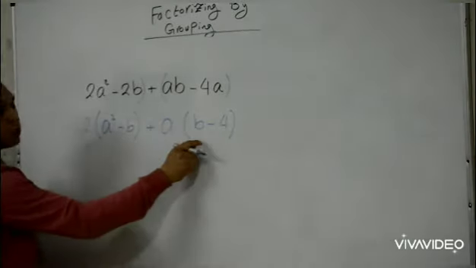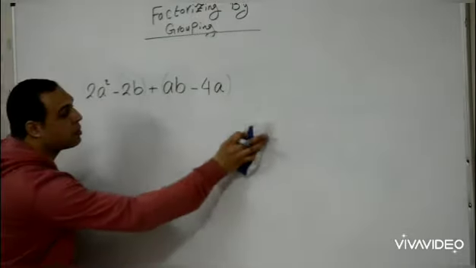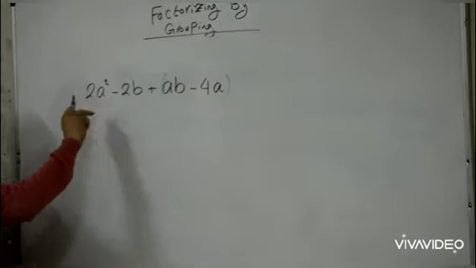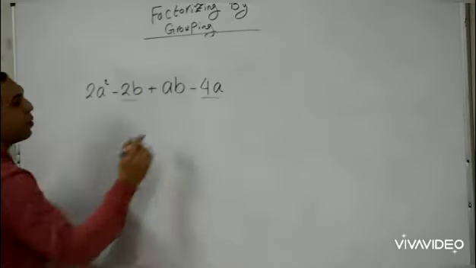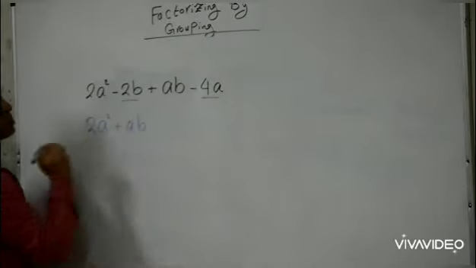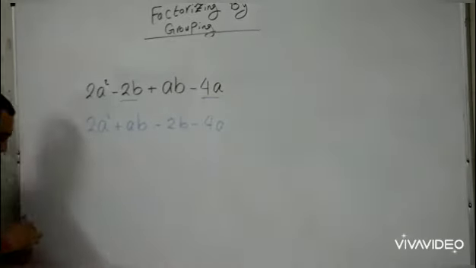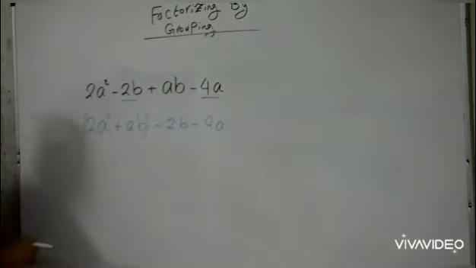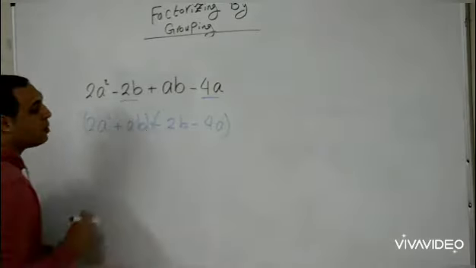Is this bracket like this one? No. So I'm solving in a wrong way, and I have to examine another 2 terms with each other, like the first with the third and the second with the fourth. So it will be 2a squared plus ab minus 2b minus 4a. I have to divide them into 2 terms with each other and the other 2 terms with each other. It's preferred to take the negative with 2b and make the sign between them positive.